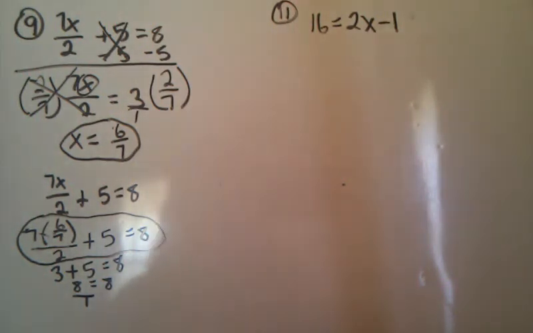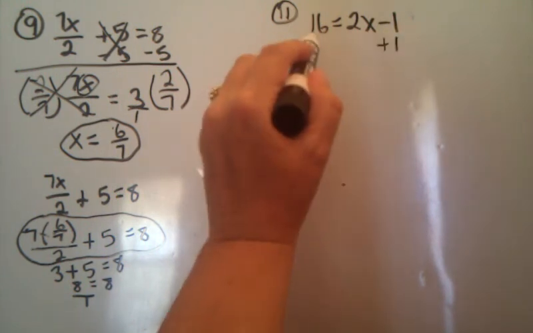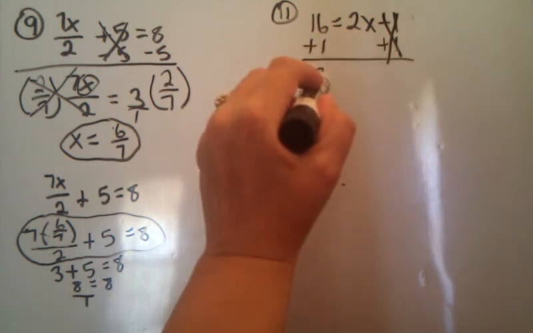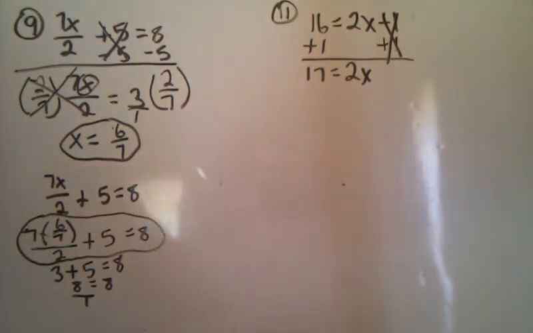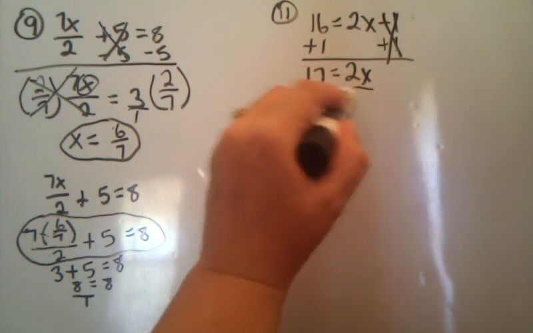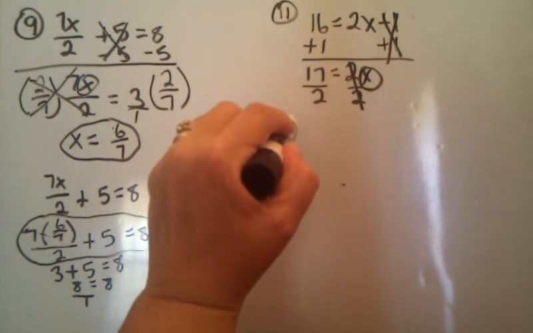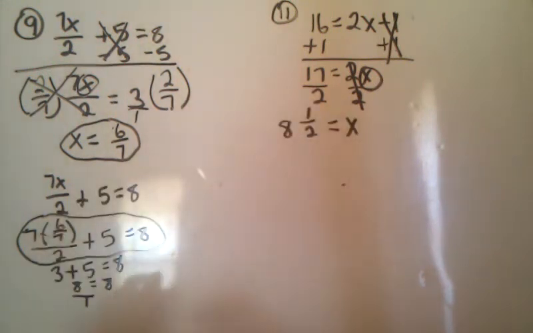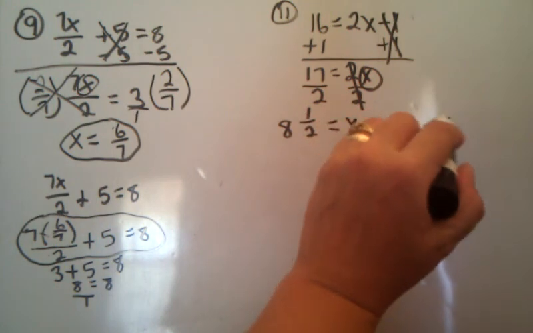Alright, let's see how we did. This is minus 1, so we're going to have to add it. So plus 1 to both sides. These cancel out. 16 plus 1 is 17 equals 2x. Alright. Now, these are multiplied, so to get rid of the 2, I'm going to have to divide it. Those cancel out. 17 divided by 2 is 8, and my remainder is 1, so I have 8.5 equals x. On your computer, it wants the x first, so make sure you put x equals 8.5.